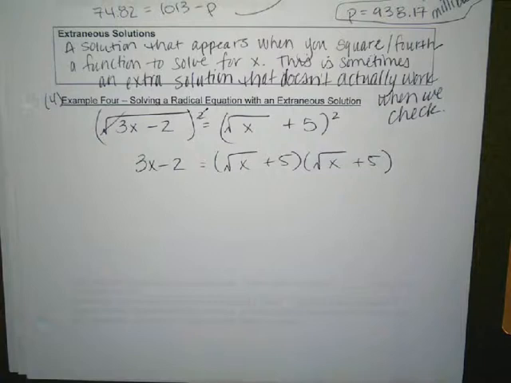So we have to, what did you say, CJ? I think you said we have to FOIL. How do you FOIL a radical? We will. With a lot of love.